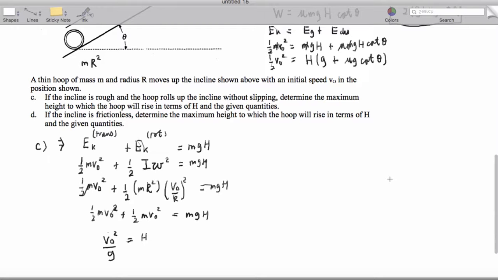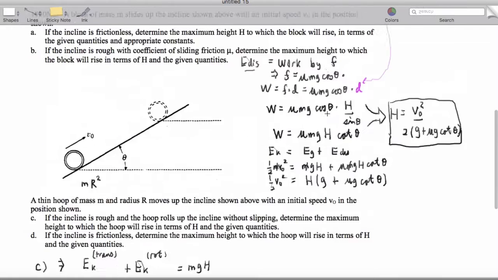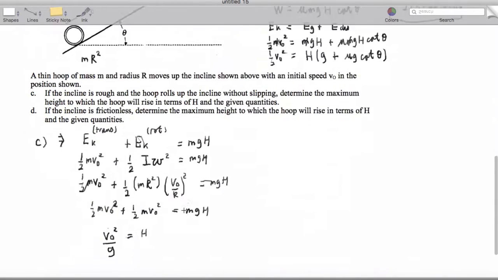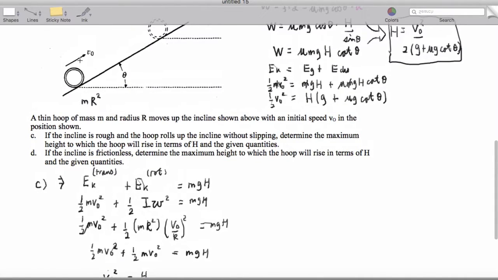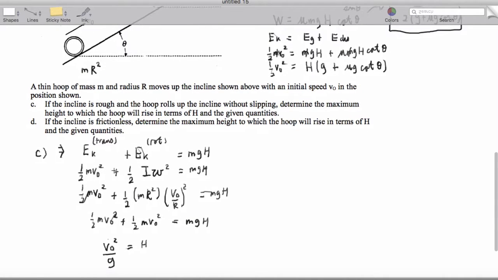One thing I want to note is, if you notice, compared to part A, it actually goes higher up. And that's because to have a speed v naught while you're spinning means you actually have more kinetic energy total that can get transformed into gravitational energy. So it ends up going twice the height.